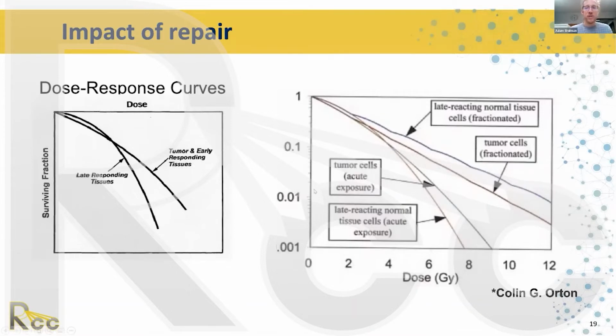So let's see what happens when you fractionate it. If you follow this curve with the very rounded shoulder and you fractionate it, then it starts over again. The shoulder's rounded, it comes to here, you've stopped. You wait a day, you give another fraction.